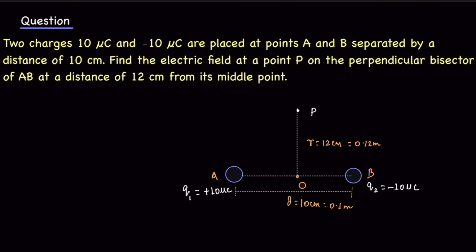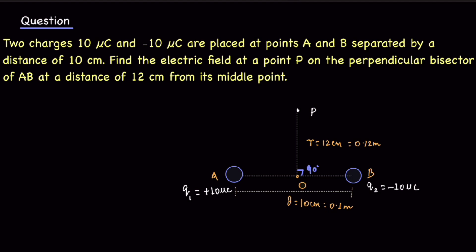As you see in this figure, we have 2 points A and B, and at A a 10 microcoulomb charge is present. We can represent it as Q1, and Q2, minus 10 microcoulomb charge, is present. The distance between both is 10 centimeter. And at point O, which is the middle point of AB, a point P is present here. The distance of this point P is 12 centimeter. So it is perpendicular, so here it is 90 degree. Now we have to find what is the electric field acting at point P.